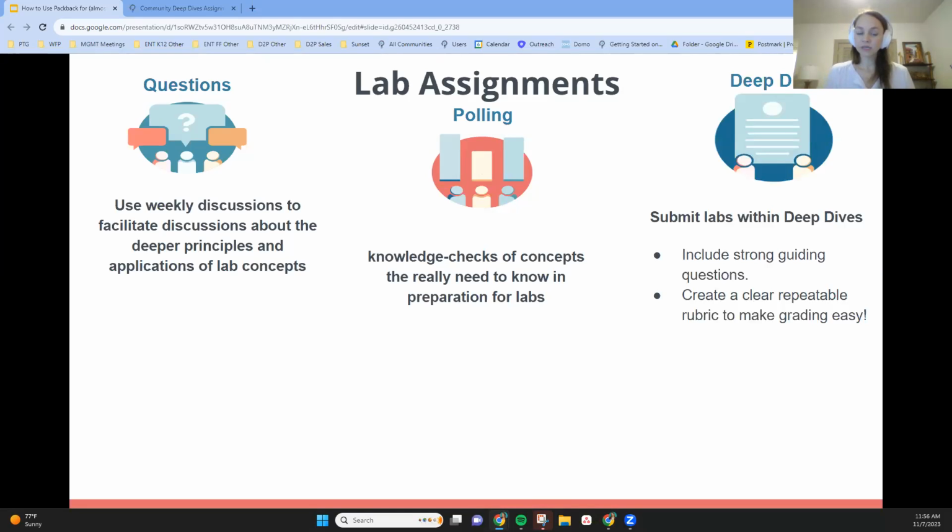And then the last piece is submitting labs within the deep dives. Again, you're going to want to include strong guiding questions. What do you expect to be completed? And then also have that really clear rubric within the deep dive so that students know this is what's expected of me. And frankly, just makes your grading a lot easier, especially with a lab assignment. If you have a breakdown of these are the different things I'm looking at as I'm going through the lab.